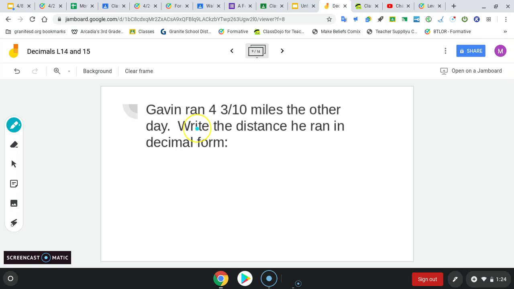It says Gavin ran 4 3/10 miles the other day. Write the distance he ran in decimal form. So really, it's just asking you to take a mixed number and convert it into a decimal. Okay, so let's just pretend like this 4 isn't here to start. So say he just ran 3/10 of a mile. So this is less than a mile. So you'd have your decimal point, right? And then these are tenths, 3/10. This is your 10th spot, right? So you just type 0.3.